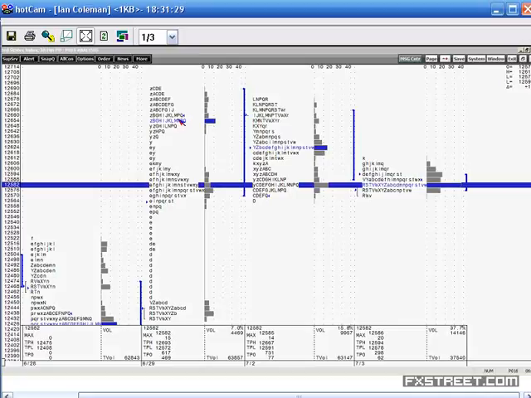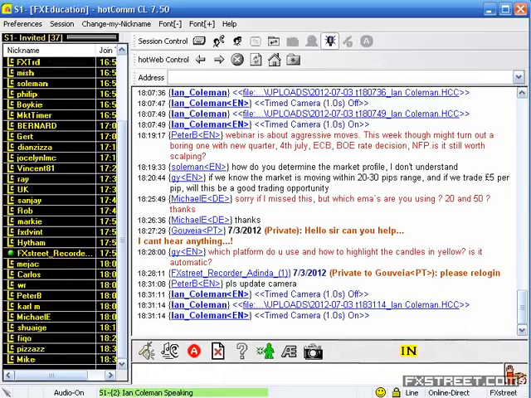Any questions about market profile, about how to use it for scalping?